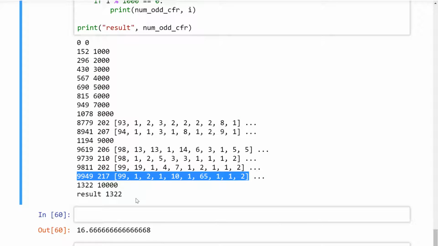Interesting. 2017, the longest. Yeah. Oh, it's close to 10,000. Yeah.